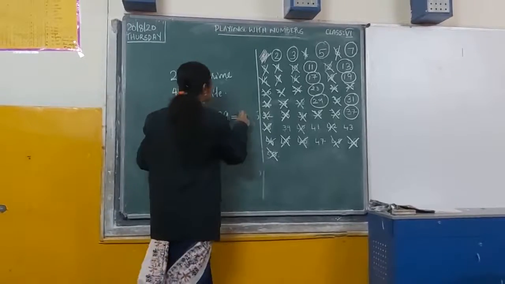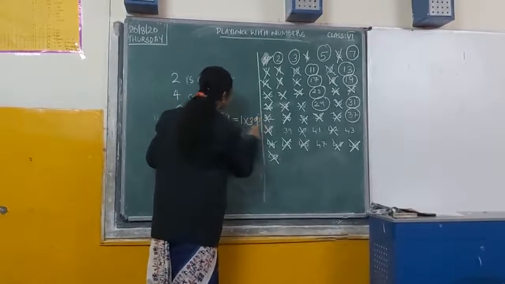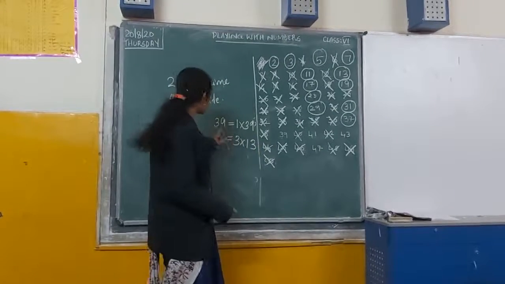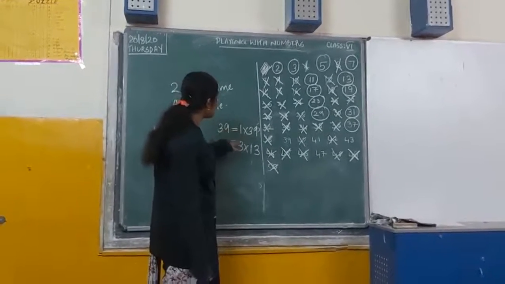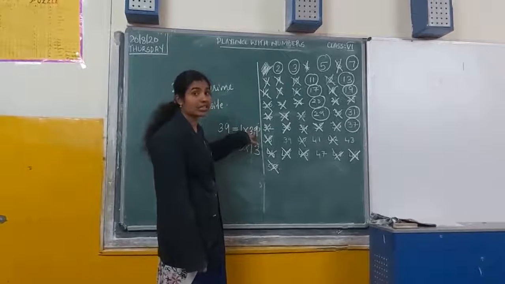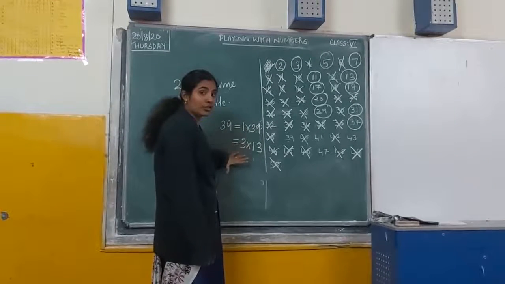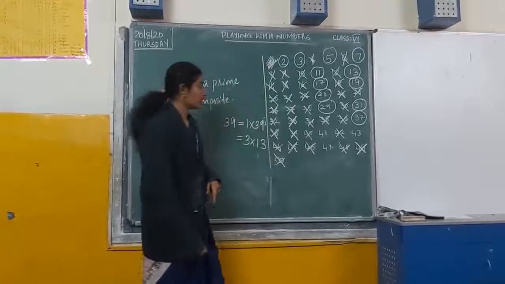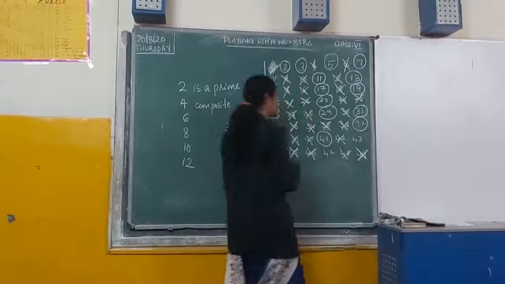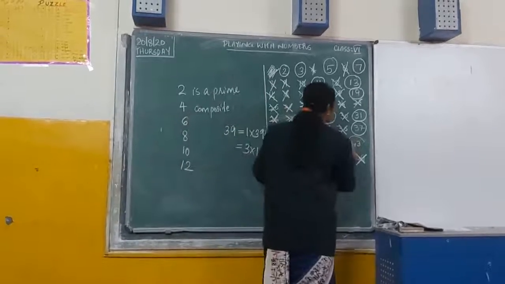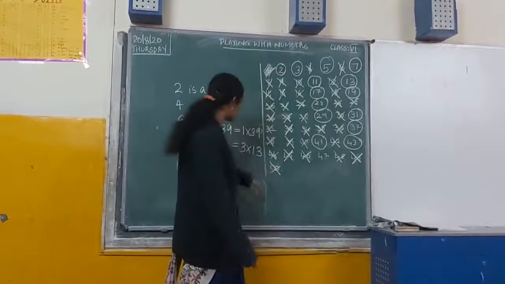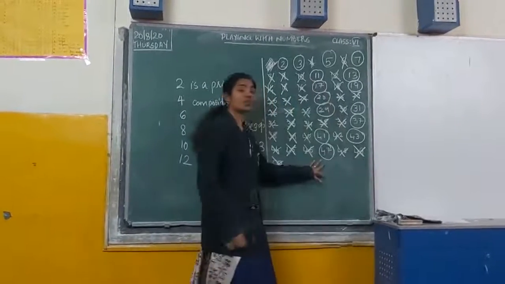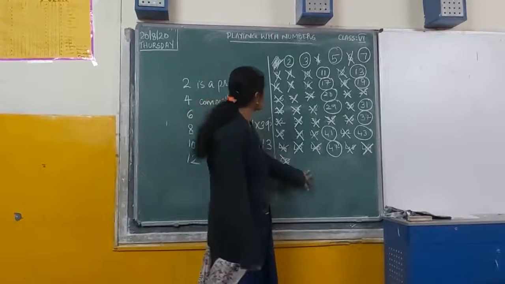39 you can write as 1 multiplied by 39 and 3 multiplied by 13. So the factors of 39 are 1, 3, 13, 39. So it has more than 2 factors. So 39 is a composite number. Cancel it. 41, prime number. 43, what is it? Prime number. Next, last one, 47.